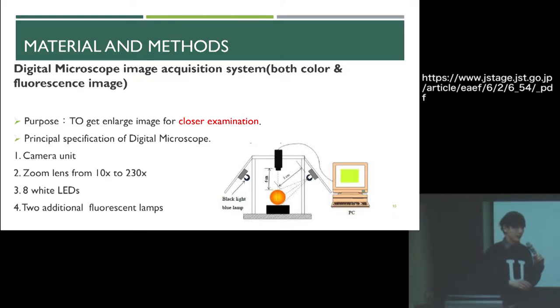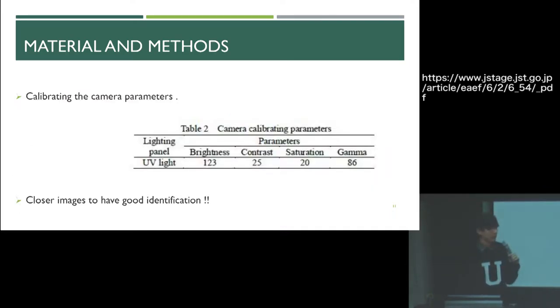Next, we use another piece of equipment, and that is the digital microscope. The purpose of using this equipment is to get an enlarged image for closer examination. It includes a camera unit, zoom lens, white LED, and 2 additional fluorescent lamps. We also need to calibrate the camera parameters. With the microscope, we can have a closer image and get a good identification.